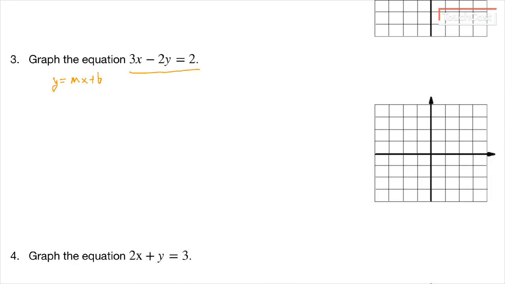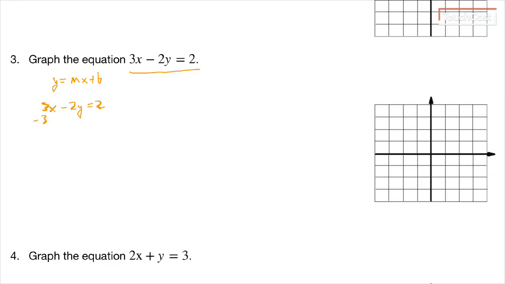That way I can easily just start with a point, which would be the y-intercept, and then map out, based on the slope, the second point and then draw a line between them. So I'll show you how that's done. So let's take the 3x minus 2y equals 2 and let's solve for y, because that would get us closer to having this y equals mx plus b form.